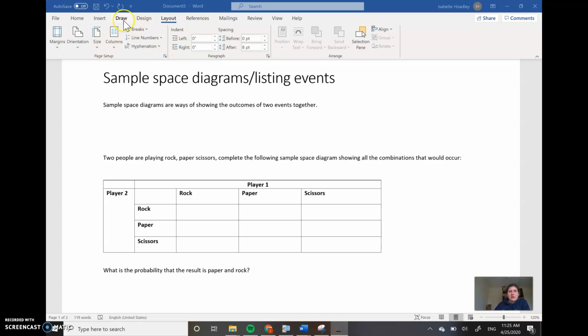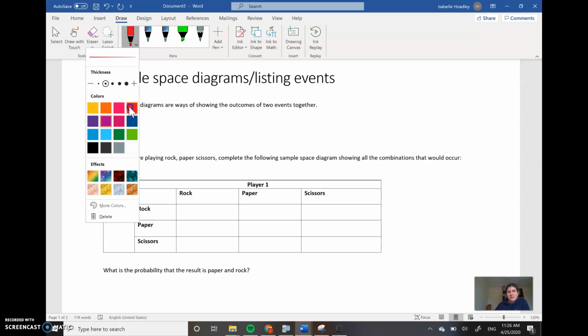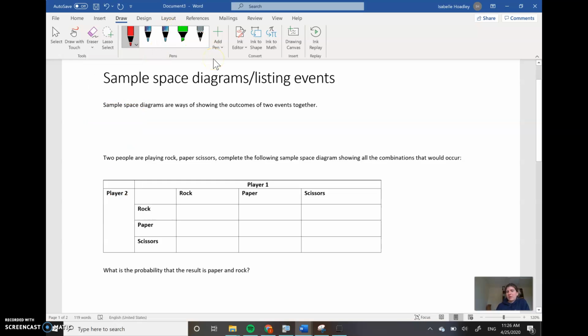So we're going to look at this with an example. We have two people playing rock, paper, scissors. We're going to complete the following sample space diagram showing all the combinations that could occur. So here's player one. There are their options: rock, paper, scissors. Player two, options, rock, paper, scissors.